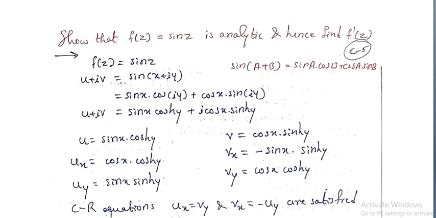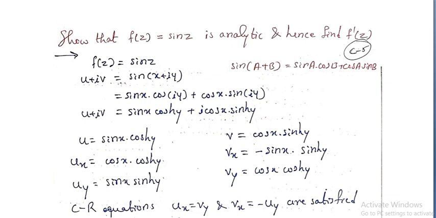One more example, show that f of z equal to sin z is analytic, and hence find f dash of z here. So here also we are solving the example in terms of Cartesian form. So substitute z equal to x plus iy, so sin(x plus iy), and f of z is u plus iv.